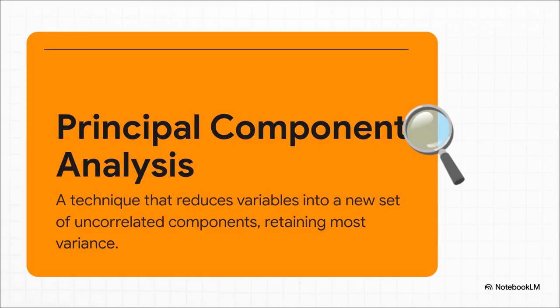Well, the answer is this amazing technique called Principal Component Analysis, or PCA for short. The definition here is key. It's a way to shrink our variables down into a new, smaller set of principal components that still hold most of the original information. It's kind of like taking a really long, detailed book and creating a perfect, concise summary that captures all the main plot points.